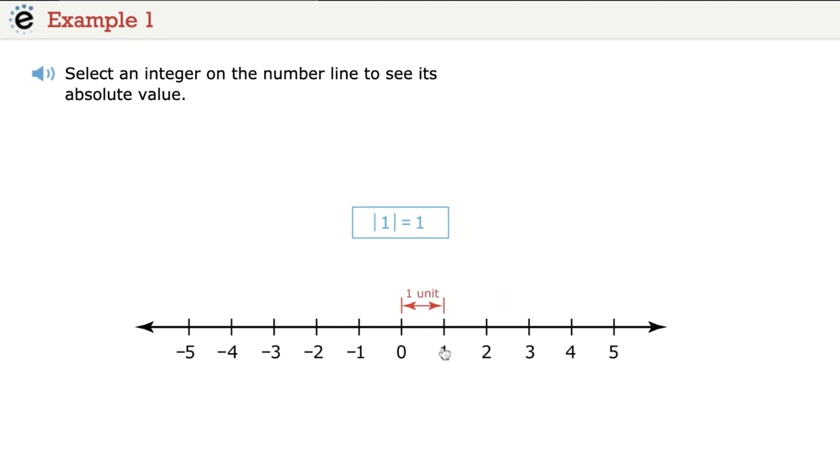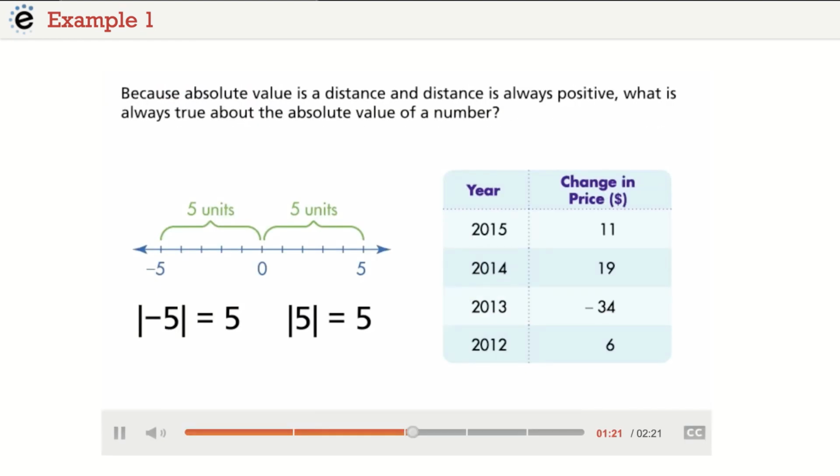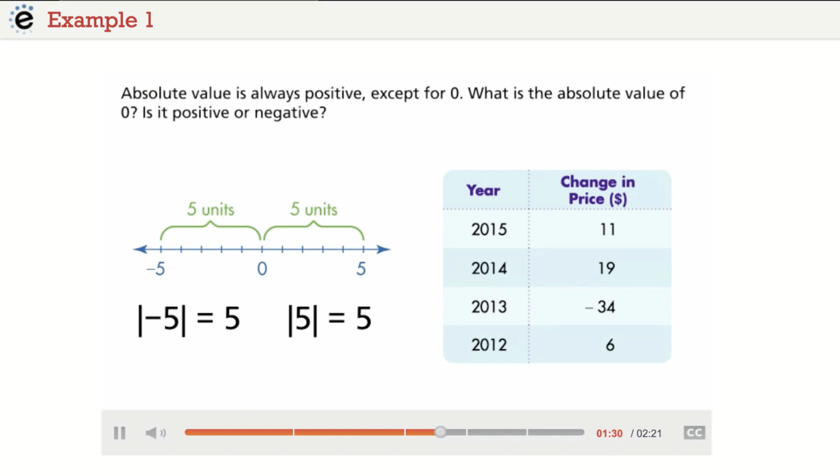The absolute value of 1 is 1 because it's 1 unit away from 0. The absolute value of negative 3 is 3 because it's 3 units away from 0. The absolute value of negative 4 would be 4 because it's 4 units away from 0, and so forth and so on. Because absolute value is a distance, and distance is always positive, what is always true about the absolute value of a number? Absolute value is always positive, except for 0.